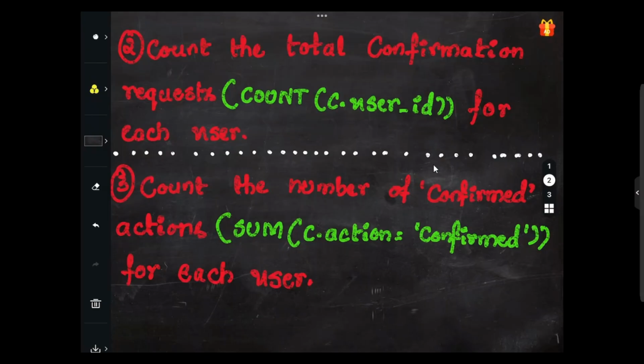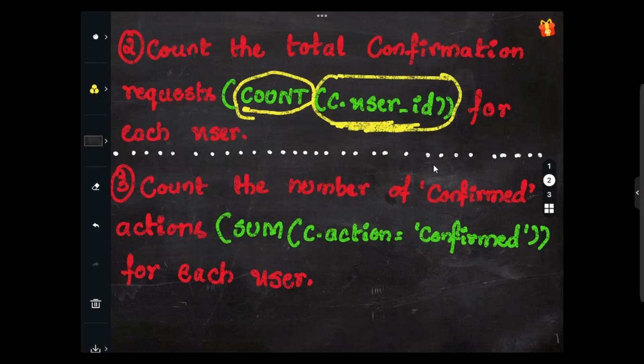The second step here is, after doing that, we will count the total confirmation requests. While we have to count, or while we have to filter, we'll usually go with the HAVING keyword or the COUNT that SQL provides, right? Here you can clearly see we have to count the total confirmation requests for each user. So we will be going with count of c.user_id, based on the user ID. We have seen this in the example as well.